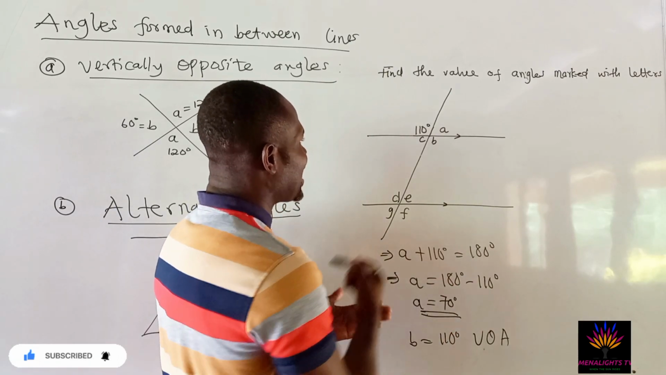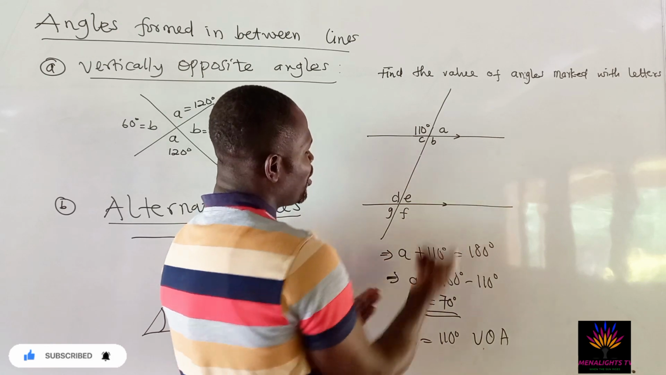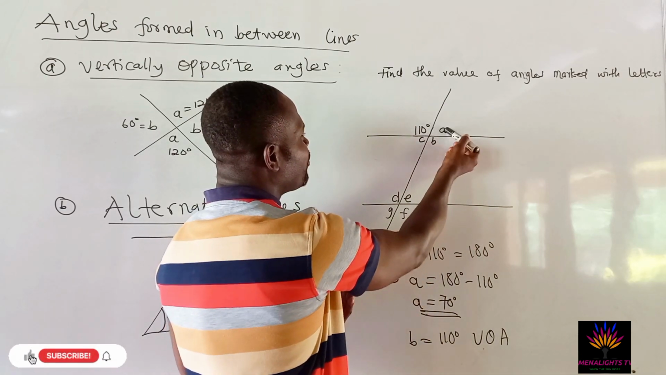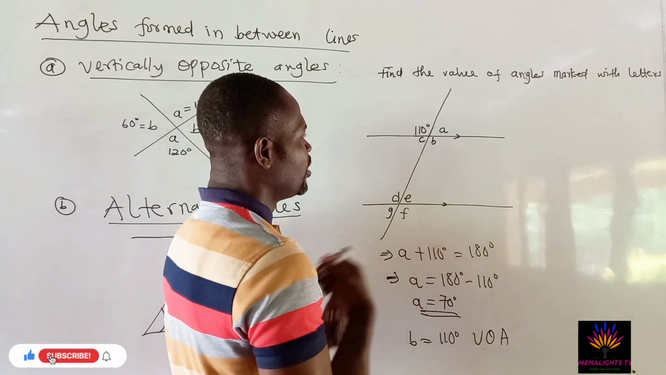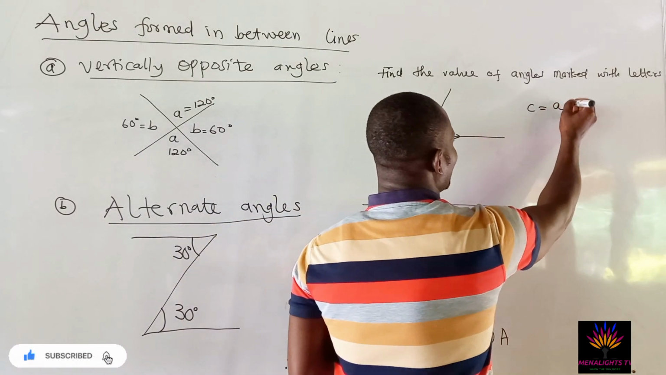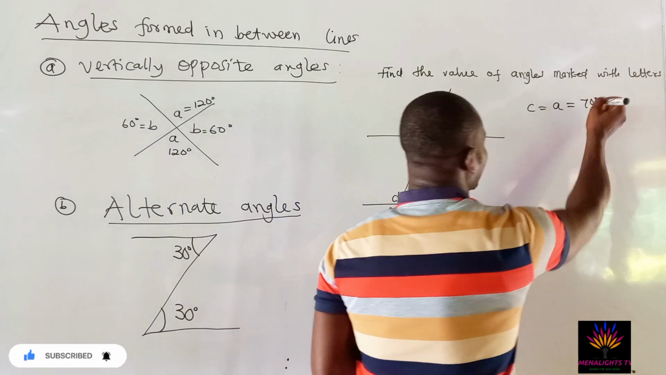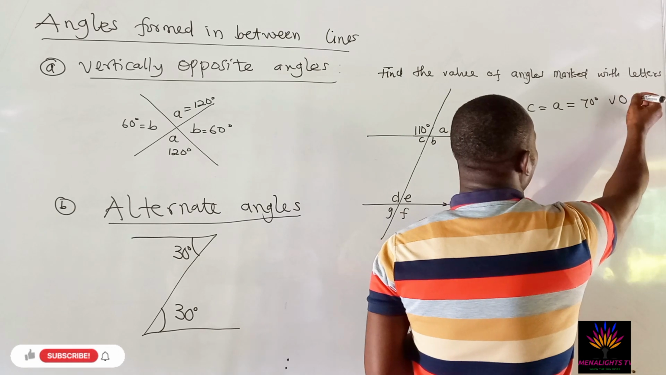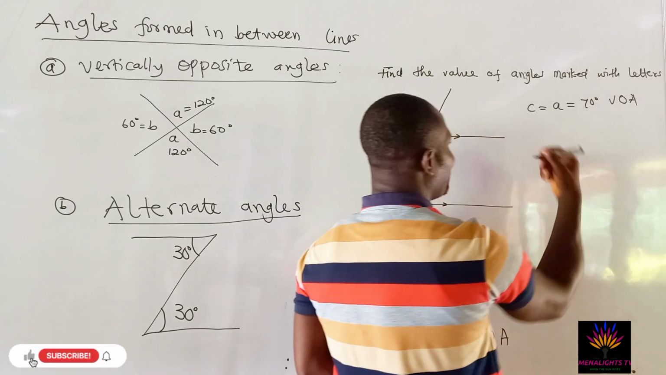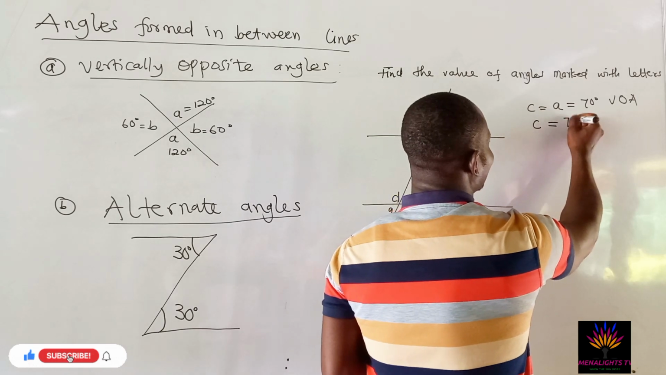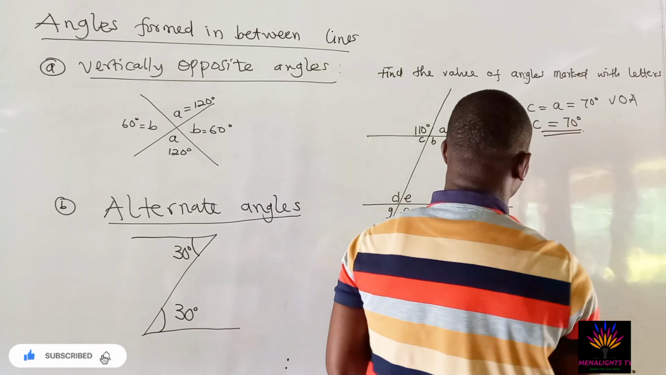Now we have found the value of A to be equal to 70. With this you can say that A and C are also vertically opposite to each other. So with that you can say that C is equal to A, which is equal to 70 degrees. The reason being that they are vertically opposite angles. So that means our C is equal to 70 degrees as well.